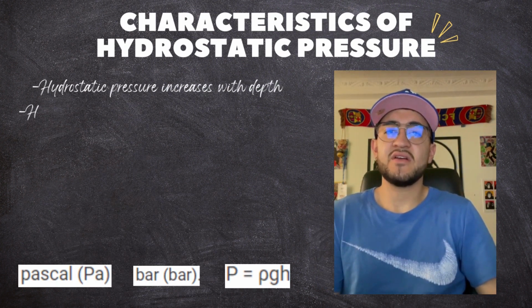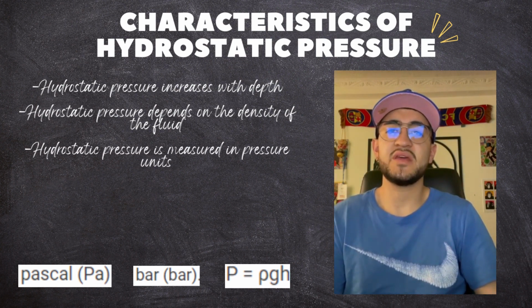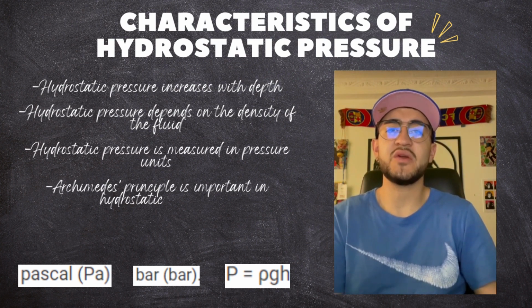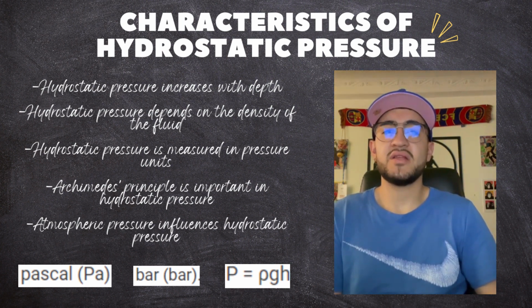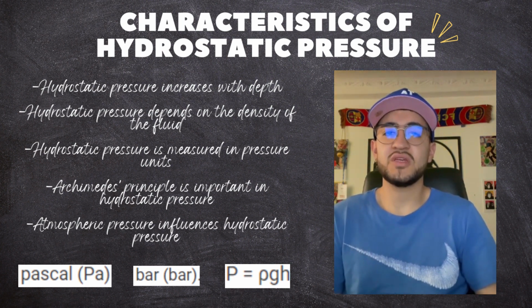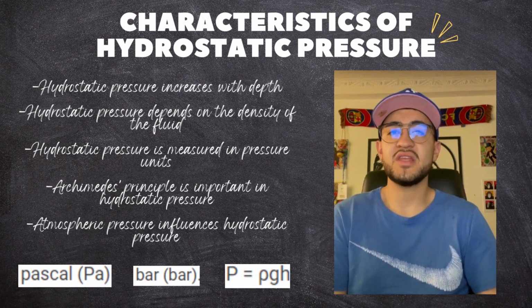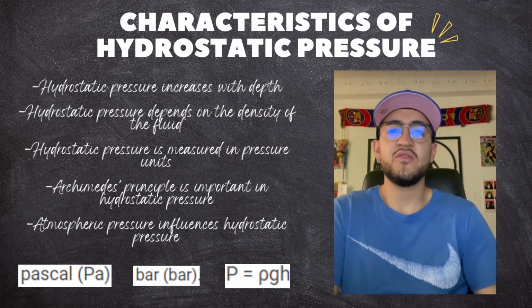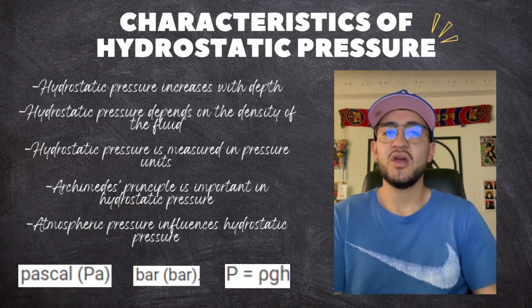Third theme, characteristics of hydrostatic pressure. Hydrostatic pressure increases with depth when an object is immersed in a liquid. The hydrostatic pressure on that object increases because the force of gravity increases. Hydrostatic pressure depends on the density of the fluid. The density of the fluid is an important factor in the hydrostatic pressure, since a denser liquid will exert a greater pressure on an object immersed in it.